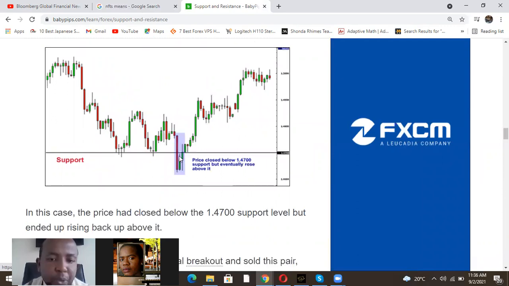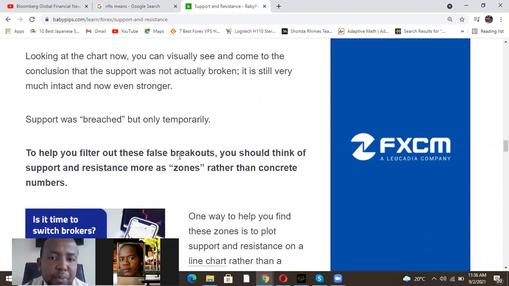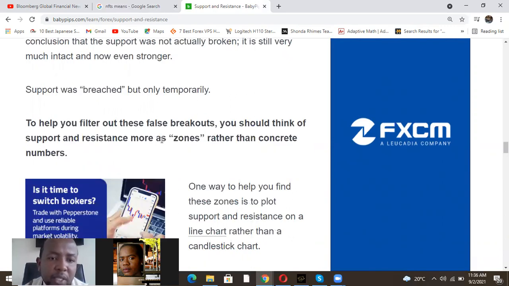Let's keep going. To help you filter out these false breakouts, you should think of support and resistance more as zones rather than concrete numbers.